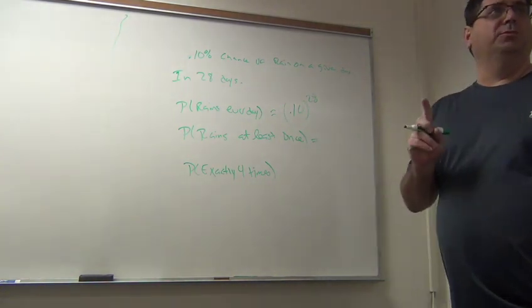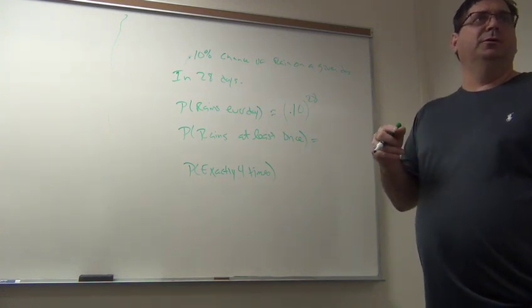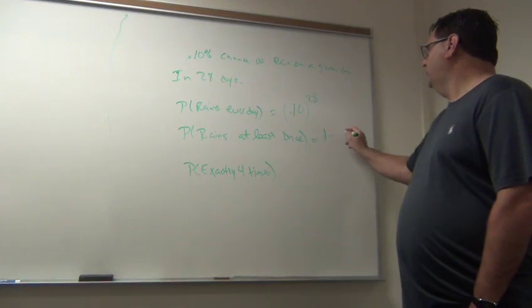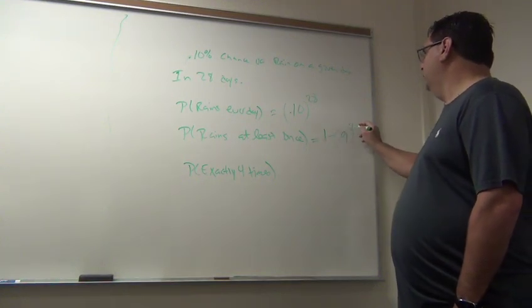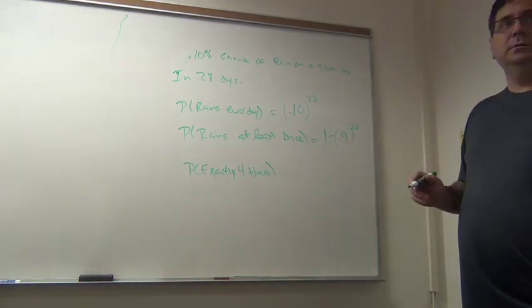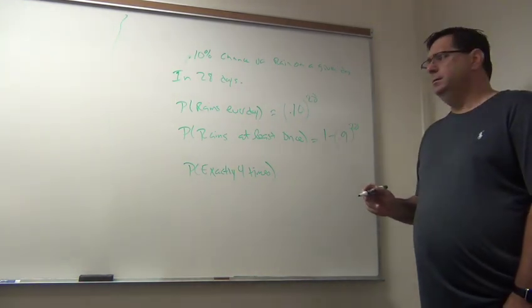What's the probability it rains at least once? That's 1 minus the probability that it doesn't rain at all, which is 1 minus 0.9 raised to the 28th. Did you get that, baby? Yeah. For real?